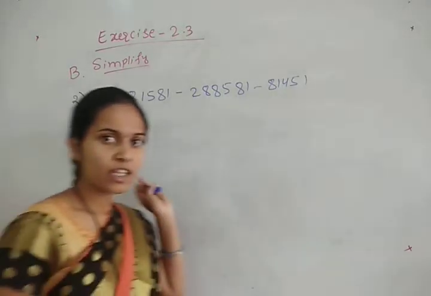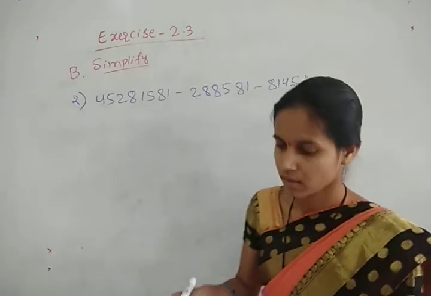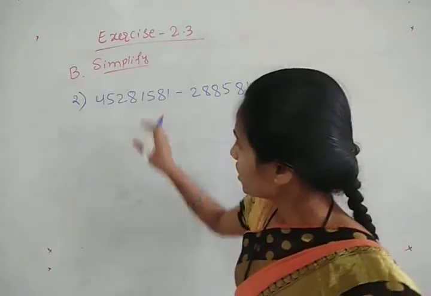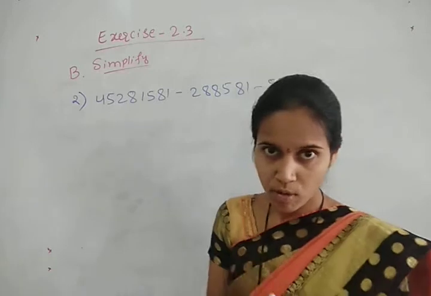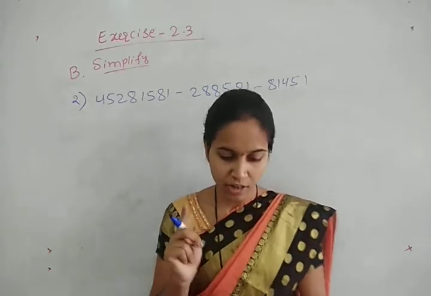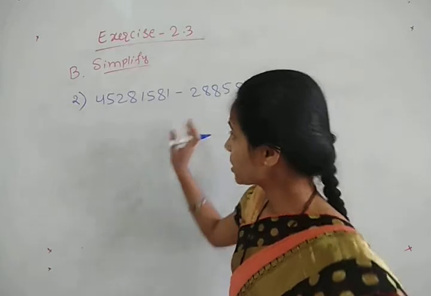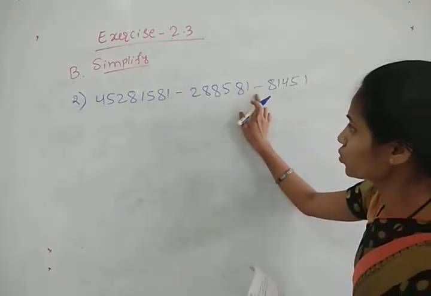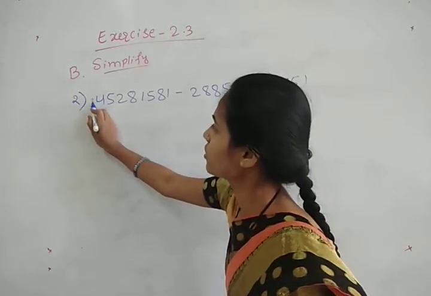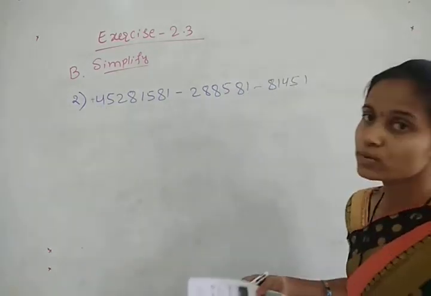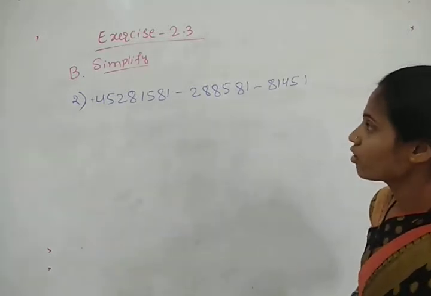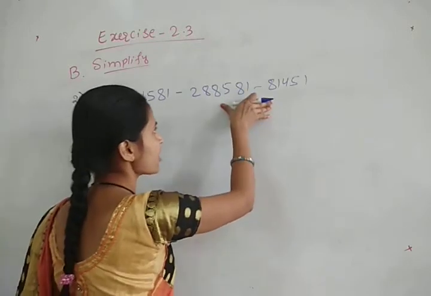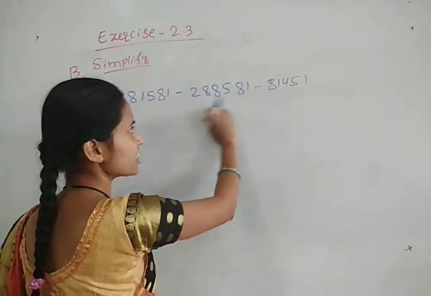Here in the previous problem, in the first problem, we were having 2 plus and 1 minus. But here we are having 2 minus, and here nothing is there, which means it will be plus only. Now how will you solve this kind of problem? First of all, I will take the minus sign aside and I will add these.